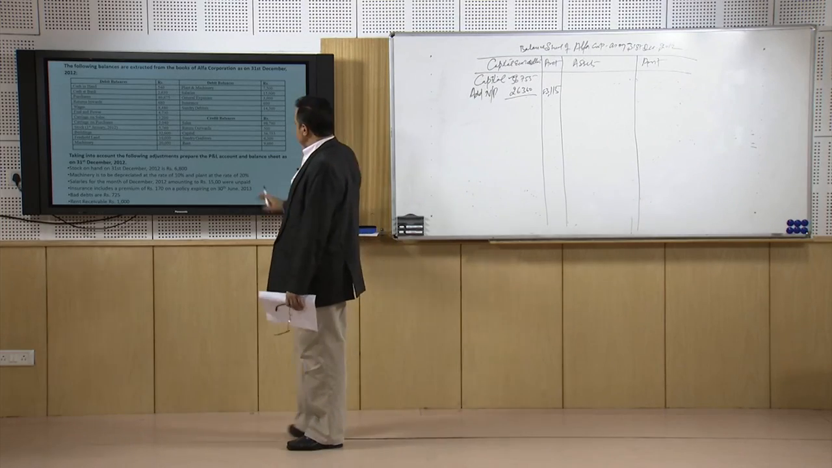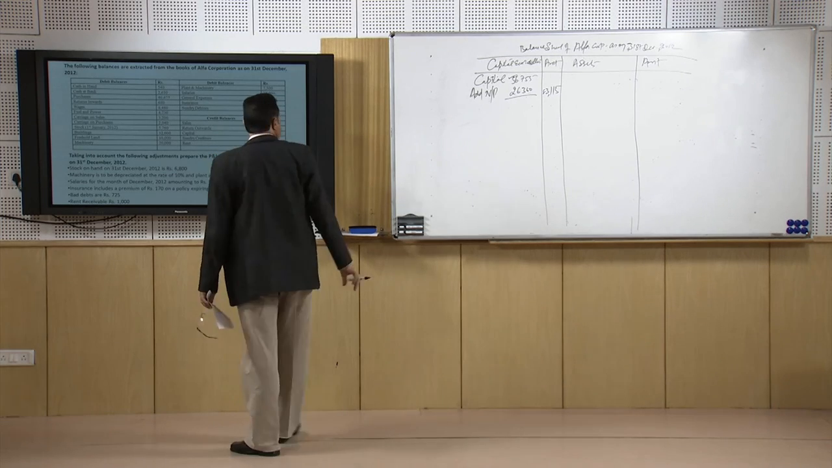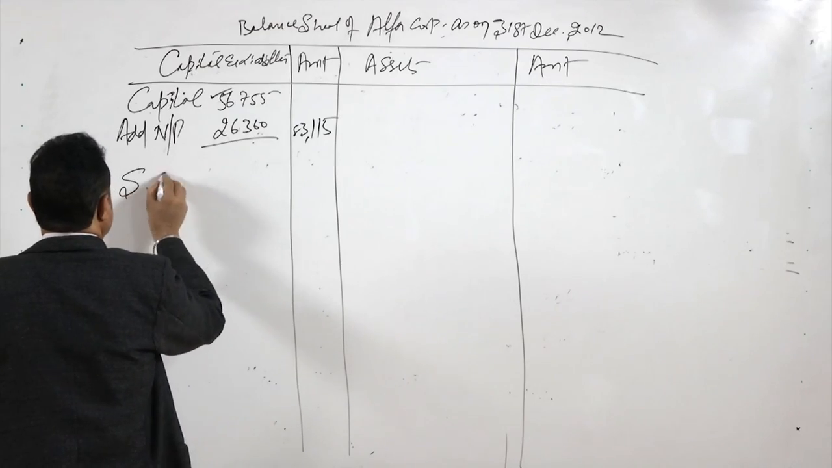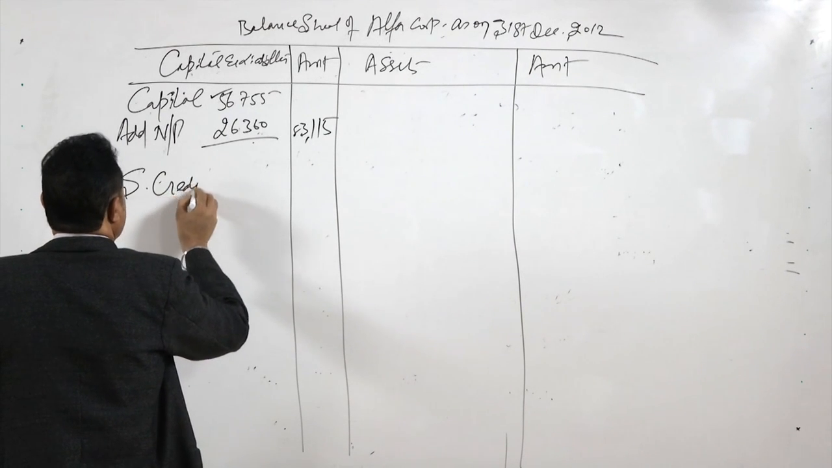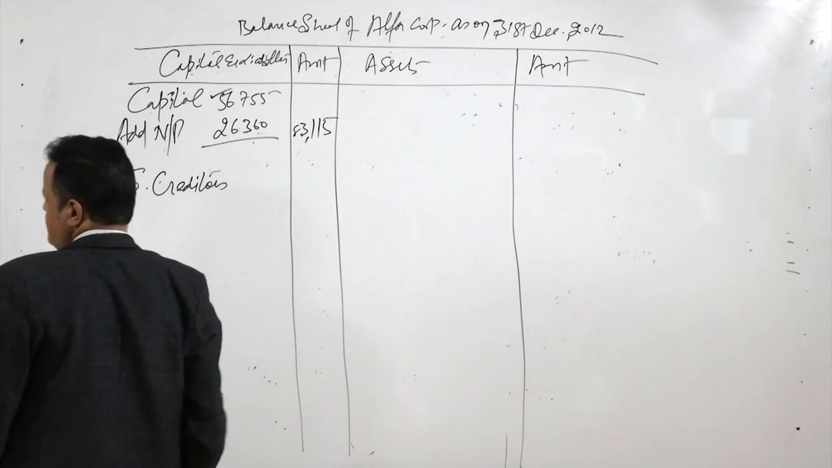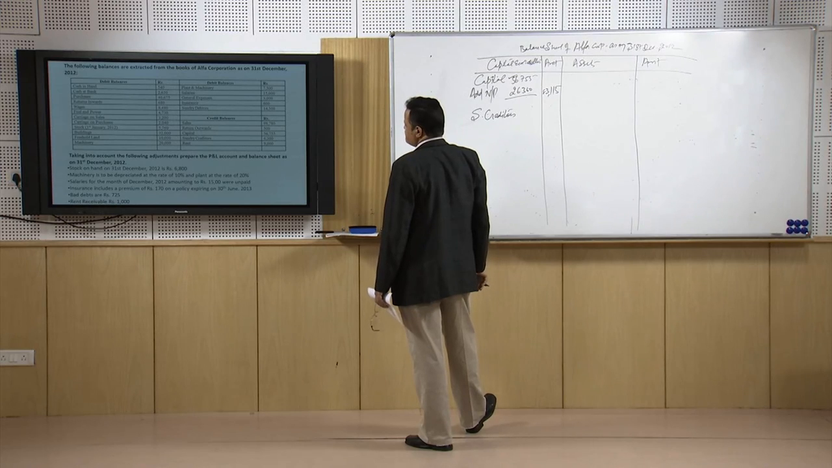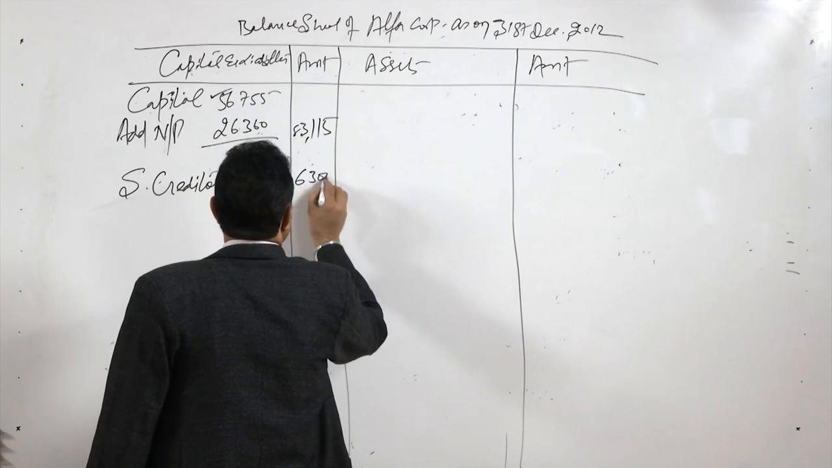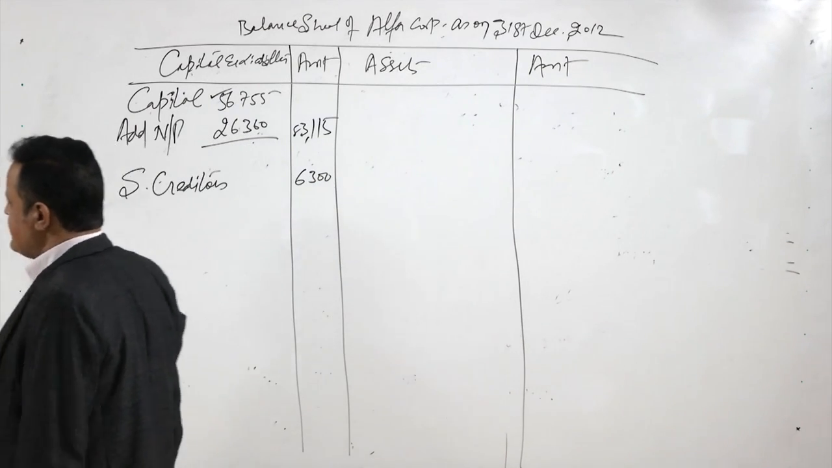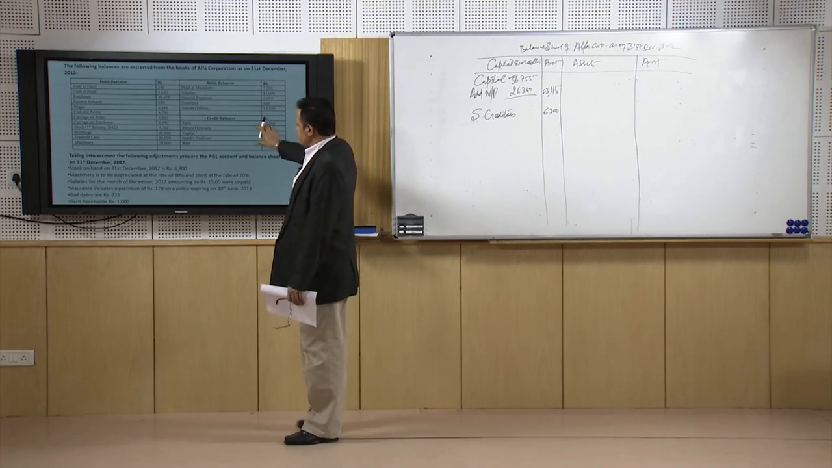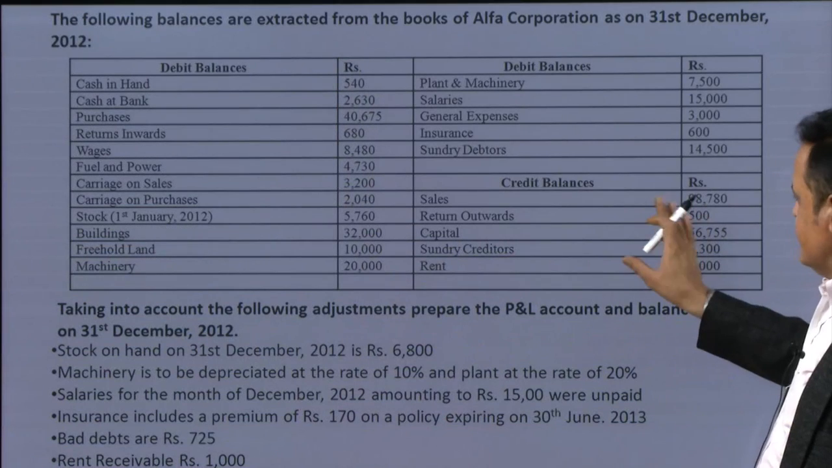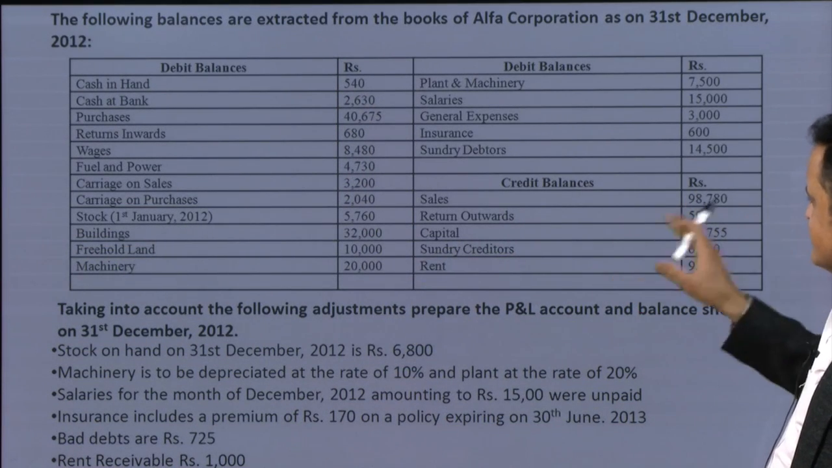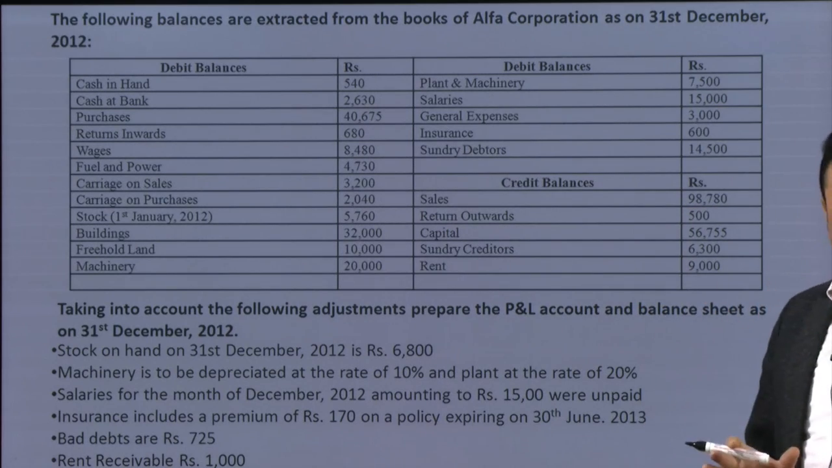Any other liability? Yes, we have one more liability, that is sundry creditors. Sundry creditors are 6,300. Any other liability? If you look at the credit balances, you do not find any liability here. Sales we have already taken, return outward we have taken, capital we have taken here, sundry creditors we have taken here, rent we have already taken.